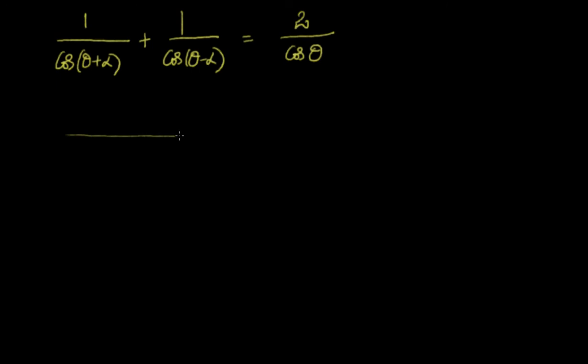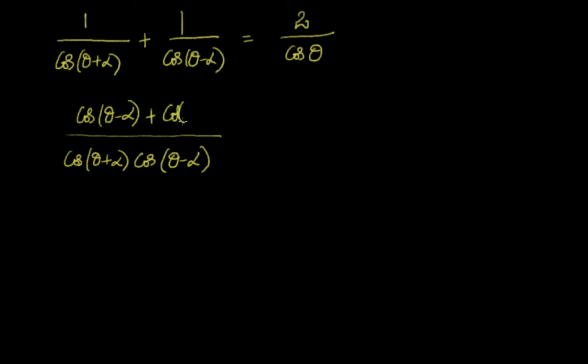If I take LCM now, this is nothing but cos of theta plus alpha into cos of theta minus alpha, and here I have cos of theta minus alpha plus cos of theta plus alpha. This is nothing but equal to 2 by cos theta.